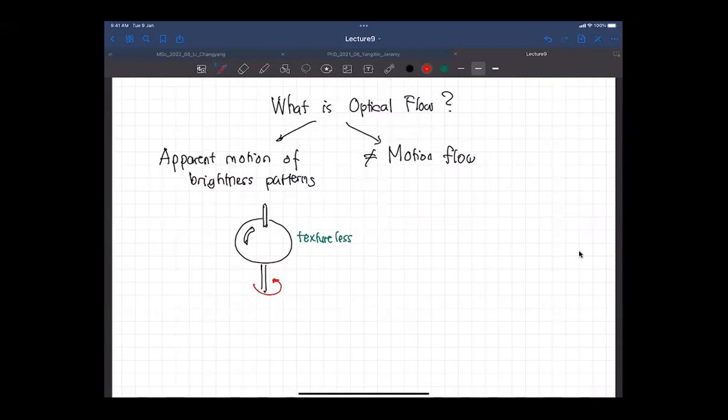Okay. So when you see the video, do you see any motion? Do you see that the ball is moving? No, right? So of course there is no highlight.